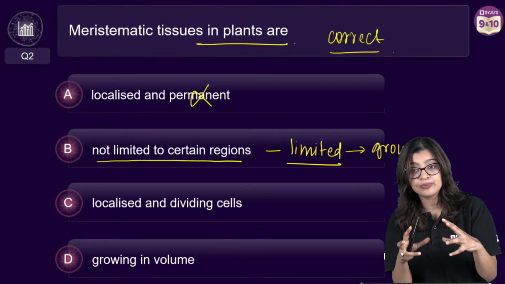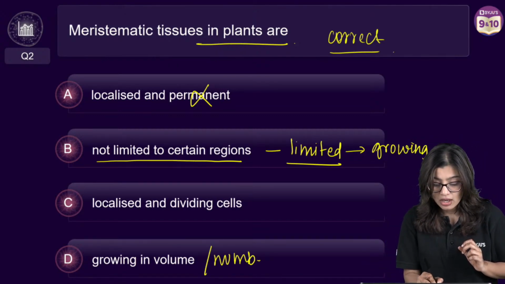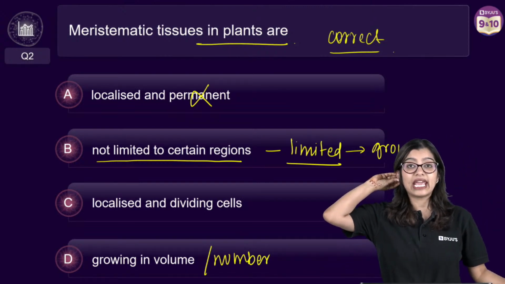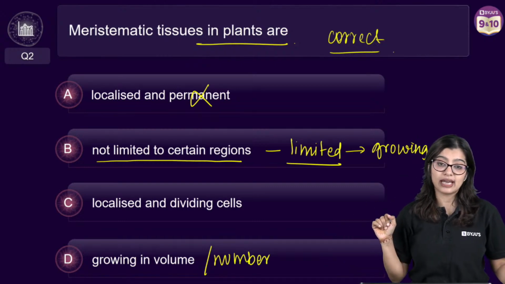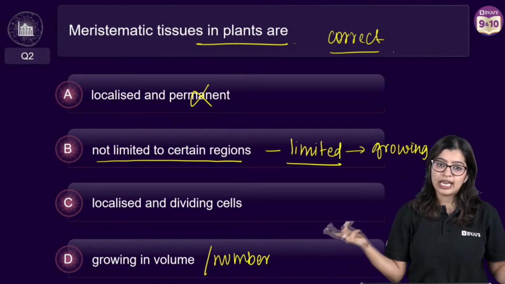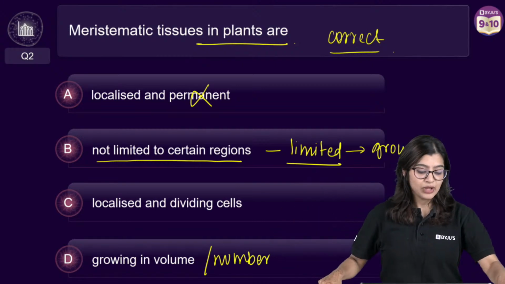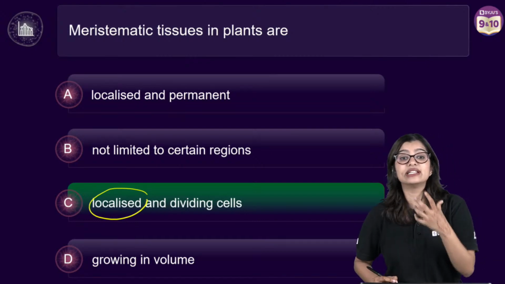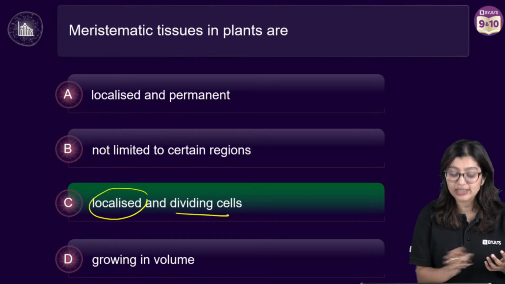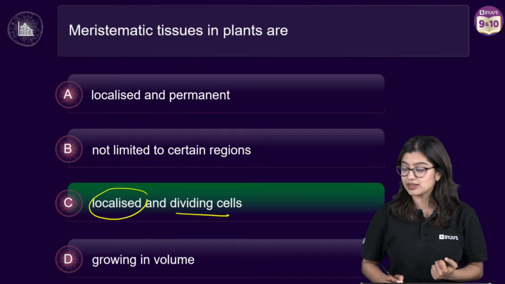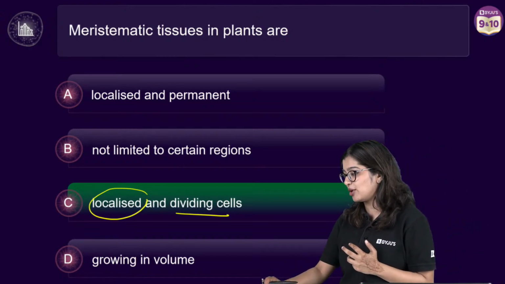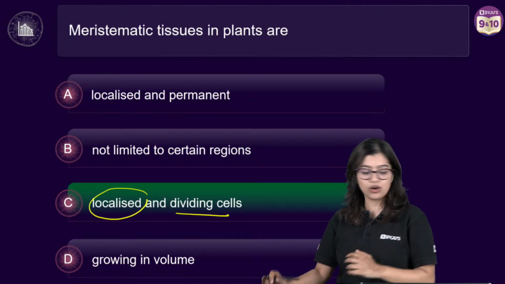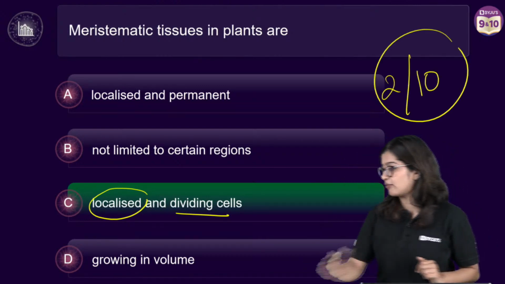Do they grow in volume or do they grow in number? Meristematic tissues, as you all know, are responsible for growing in number. It is, of course, dividing in number, right? Which is why they are localized. Localized means they are found in specific regions. And they are actively dividing cells. So the correct answer, as all of you have told me, is option C. Very good. All of you have now got 2 out of 10 here.